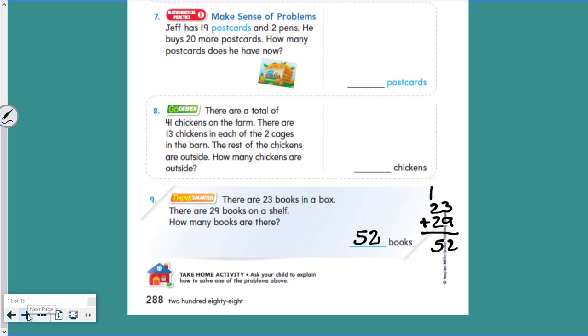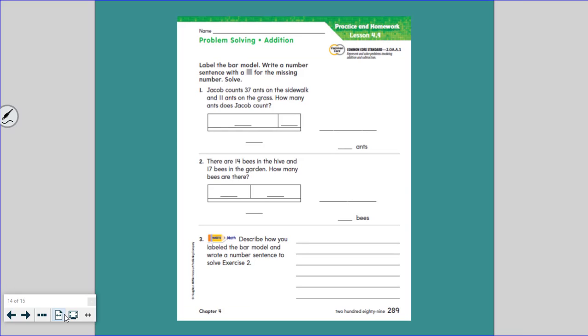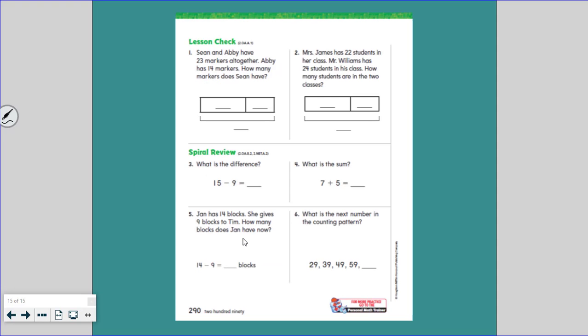Alright. Homework. Go to the homework pages. Alright, so you need to do page 289. Don't forget to do this problem down here, number 3. You got to do some writing. And then the back page, the lesson check. Alright, good luck.